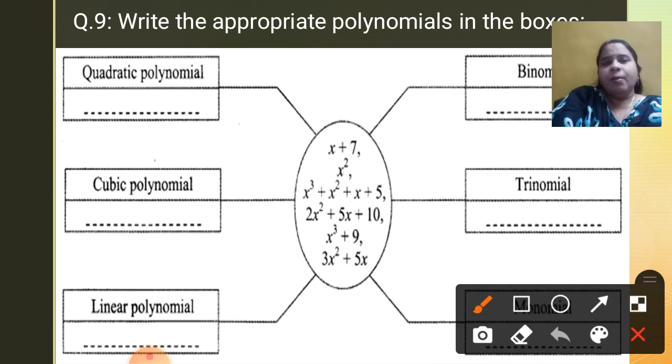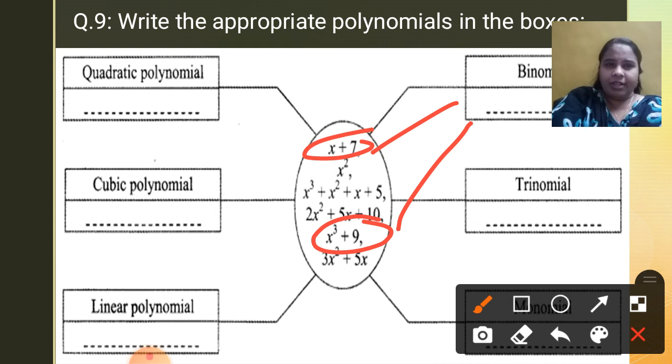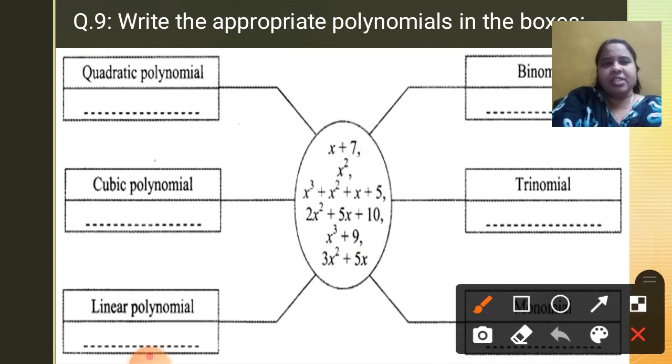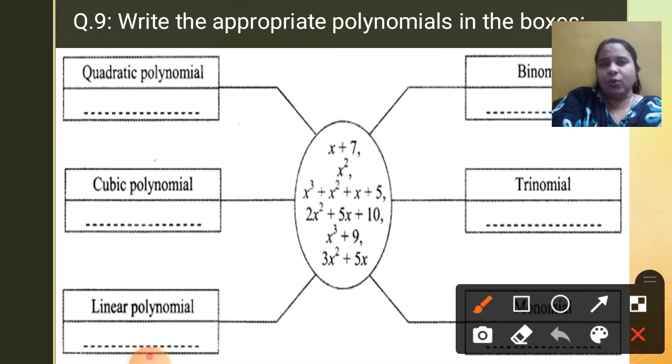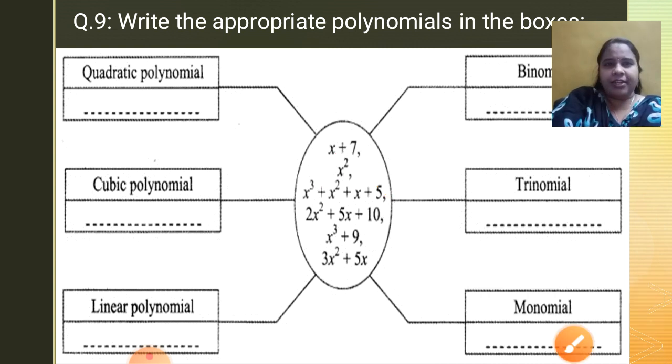Binomial. Binomial means what? Now number of terms have to be considered. 2 terms. Correct? Same way here also 2 terms. So these two will be included in binomial. Correct? Then trinomial. Trinomial means 3 terms. So you have to consider only one. There are 3 terms in this. So this is to be written as trinomial. And the last one is monomial. Monomial means only one term. Don't see the degree. Term you see. Only one term. So there is only one thing, that is x square. So this will come in monomial. I hope this tabular column, this activity is understood to you. So please complete it on your own.